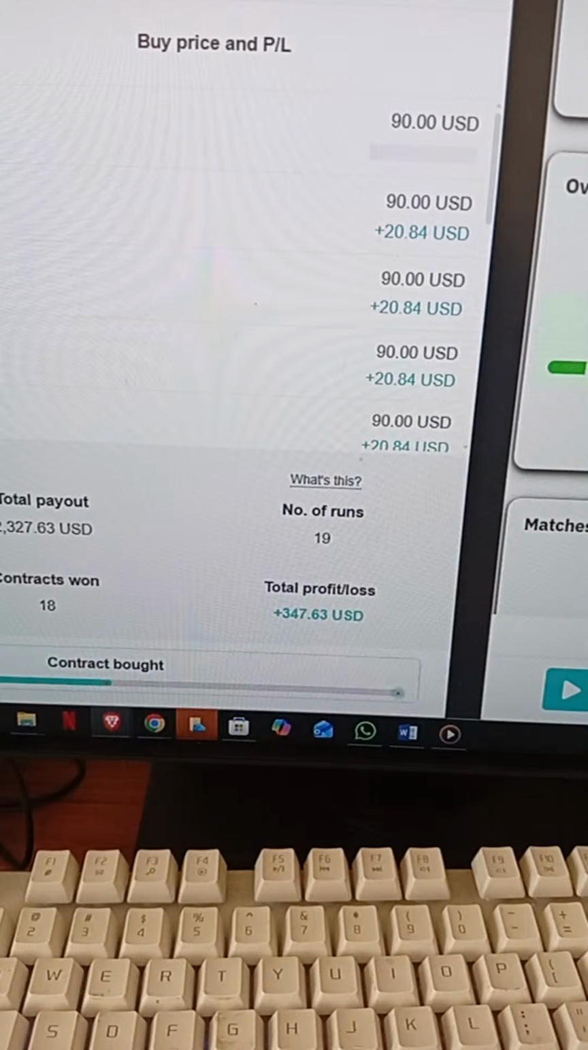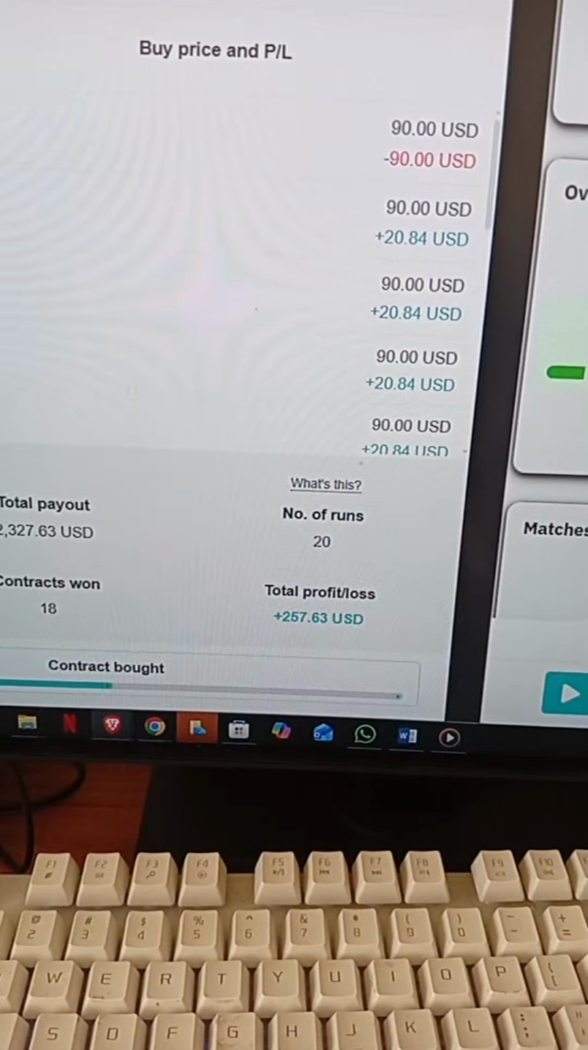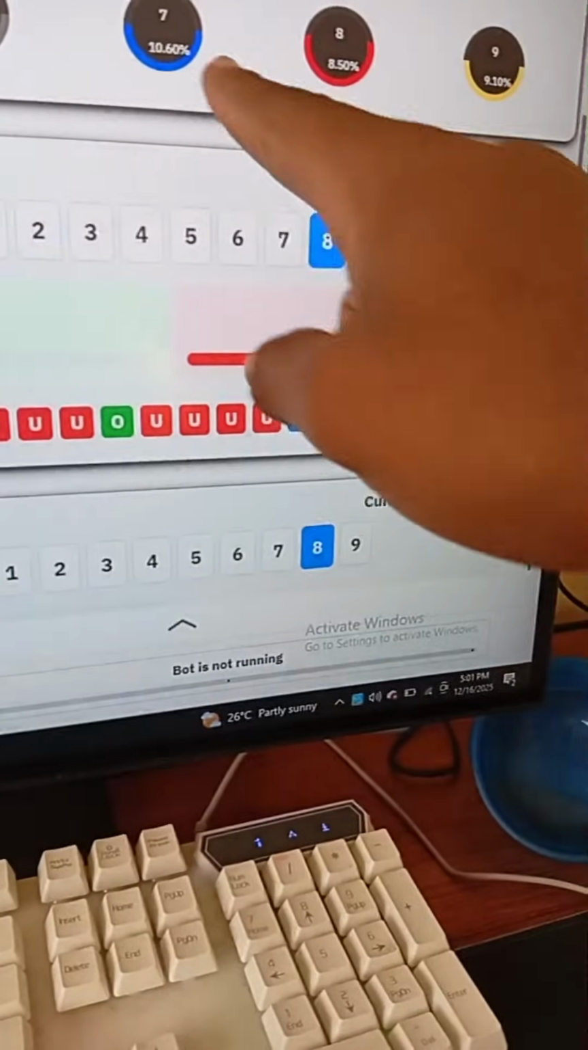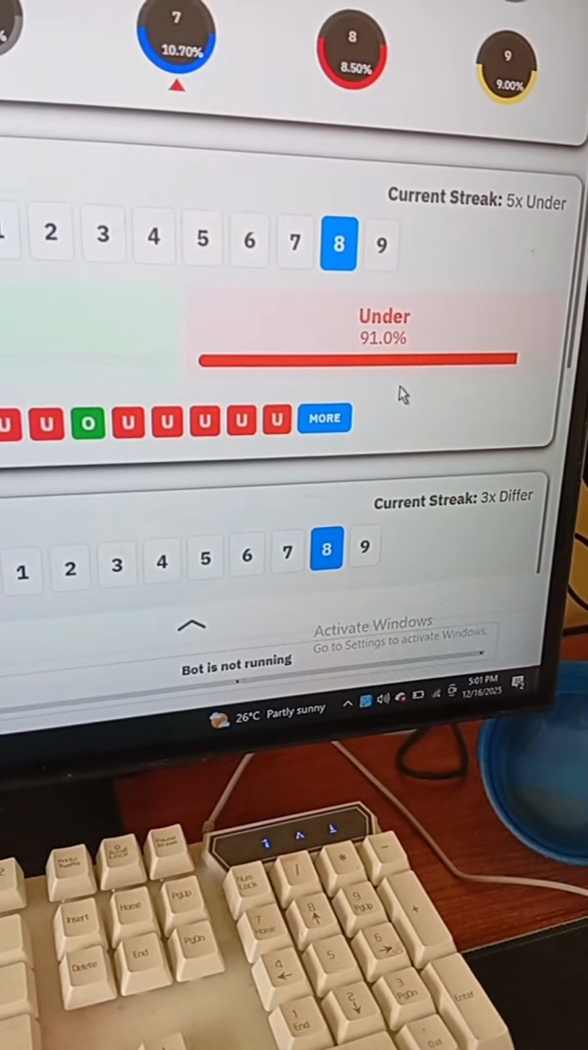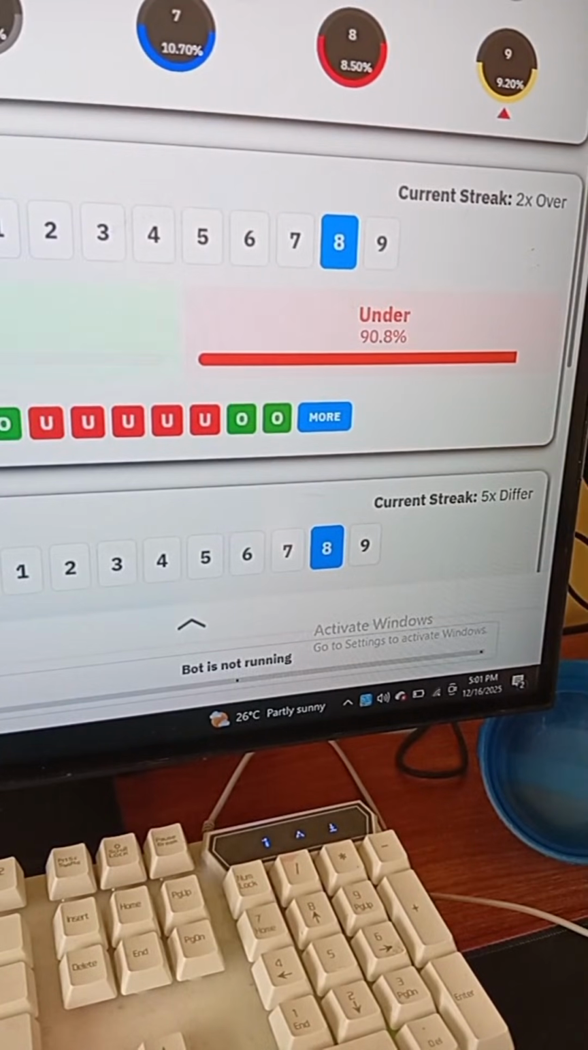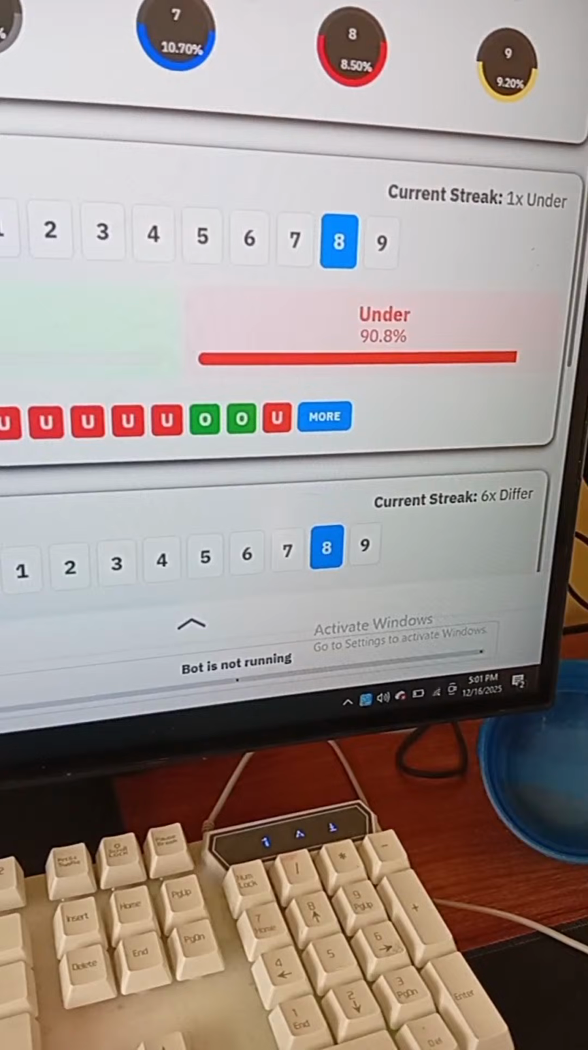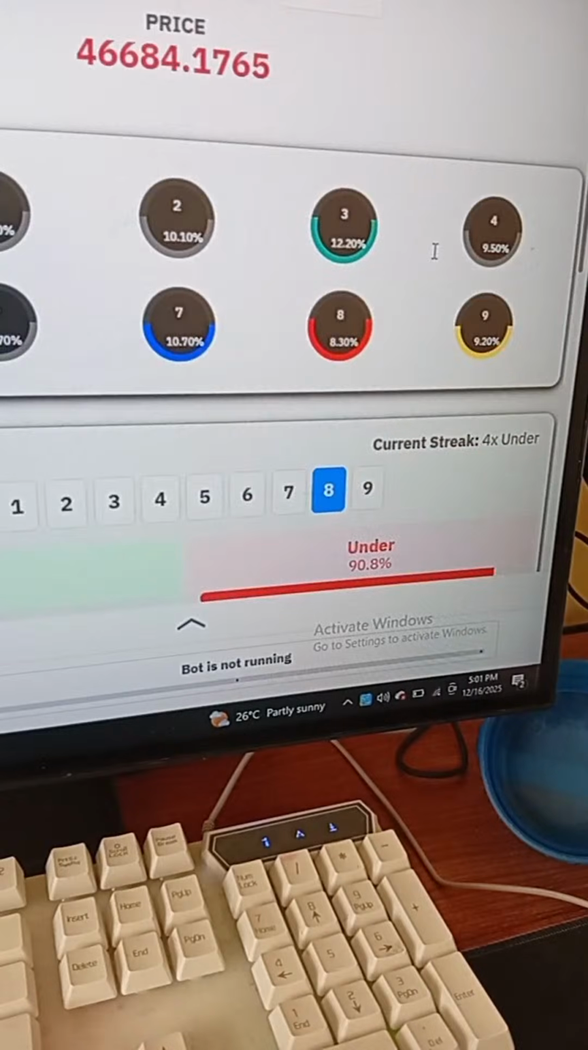One last run, I stop this bot. One last run. Okay, I don't know. You see, we are just one run away from stopping, but Deriv likes to mess with us. Let me see if something is okay here. All right, so stop and reset. Stop and reset your bot. Yeah, stop and reset and be ready.